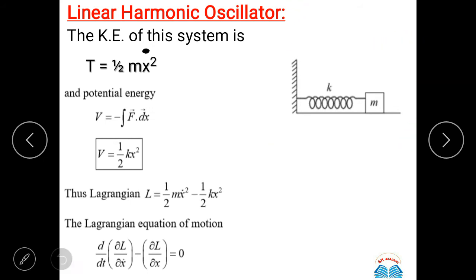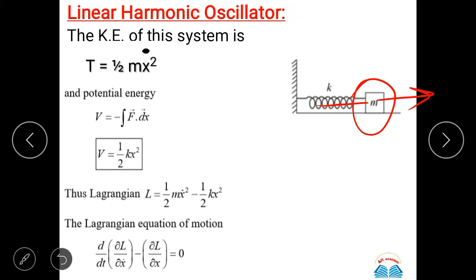Here in the diagram you can see a simple example of a linear harmonic oscillator, in which a spring of spring constant k is attached to a rigid wall, and the other end of this spring is attached to an object of mass m. So this is a basic system. The motion of this object is linear harmonic motion. This object can move towards the right side and towards the left side, and after some period it repeats its path, so it is a linear harmonic oscillator.